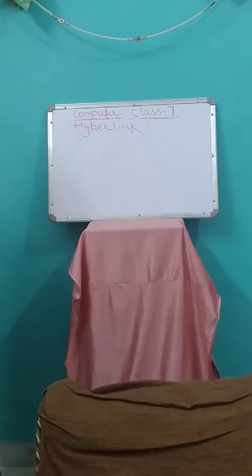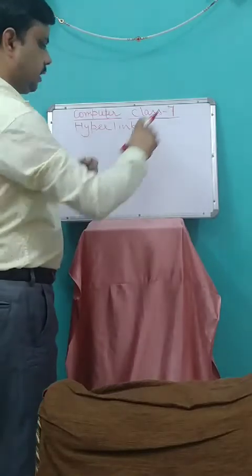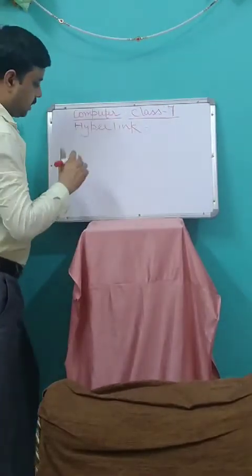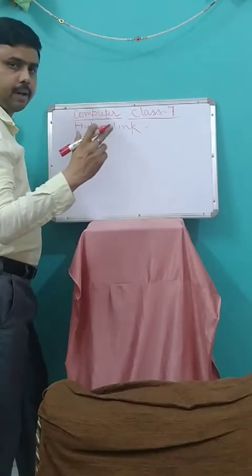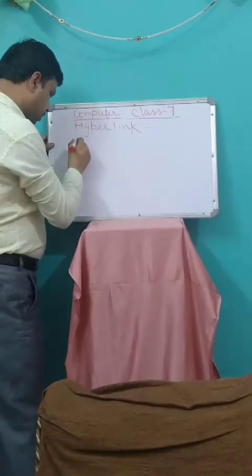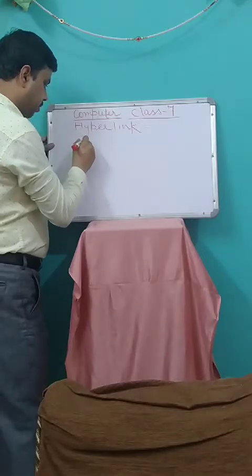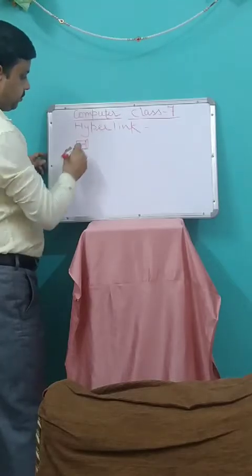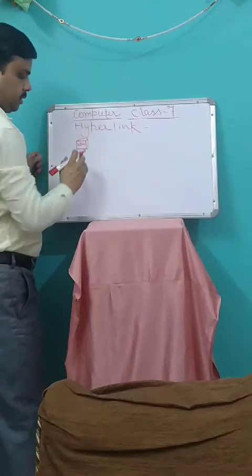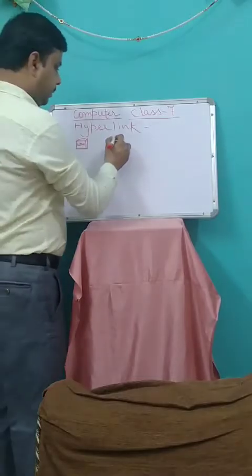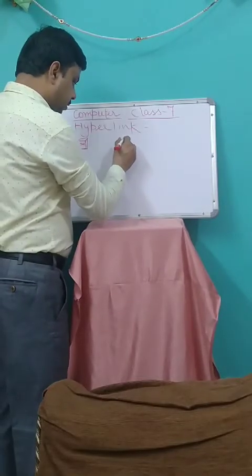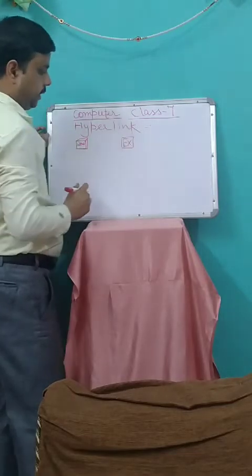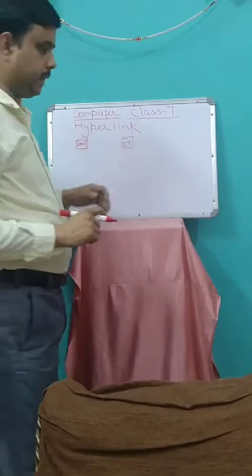Class, through this example we will understand hyperlink easily. Very simple method I am using. Suppose class, you are making a file of MS Word. Suppose this is your file of MS Word. Clear? And this is your Excel file. And this is your MS Word file.